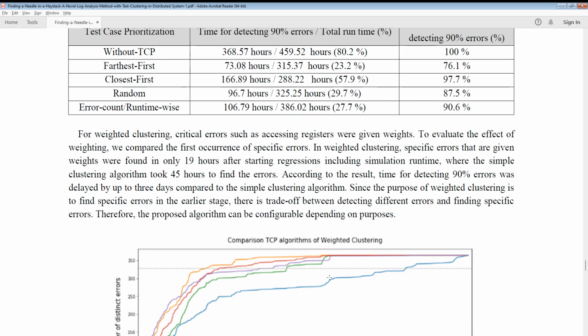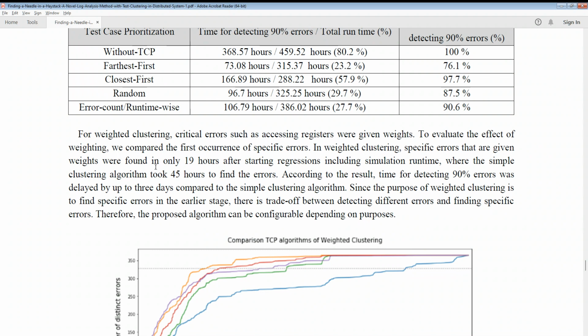For weighted clustering, critical errors such as accessing registers were given weights. To evaluate the effect of the weighting, we compared the first occurrence of the specific errors. In weighted clustering, specific errors that were given weights were found in only 19 hours after starting regression, including simulation runtime, whereas the simple clustering algorithm took 45 hours to find the errors.